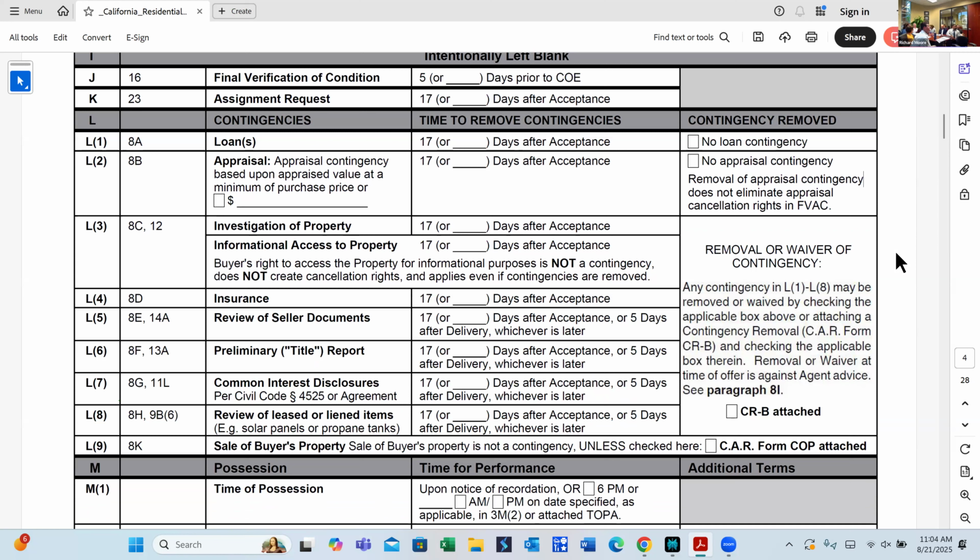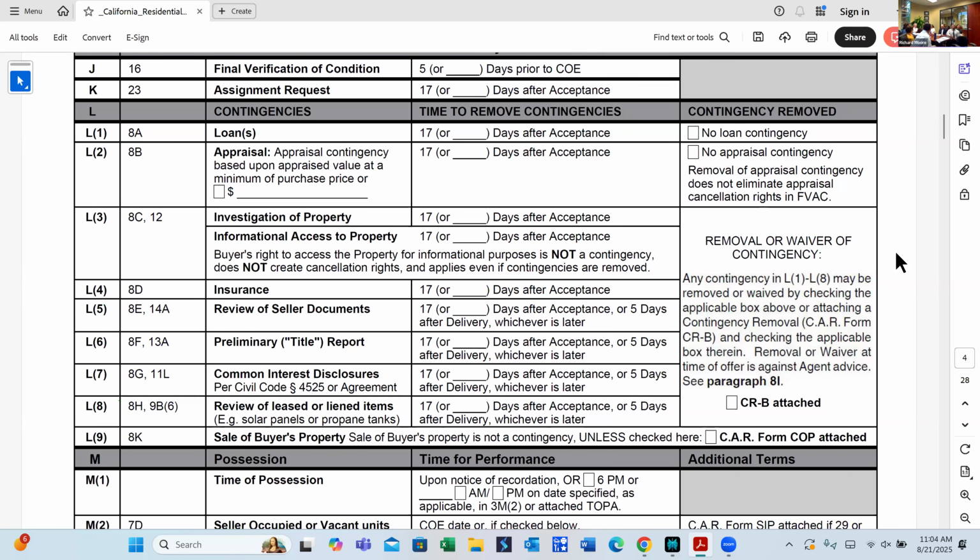I think the market conditions are going to really dictate what the seller is going to do in a situation like that. If the buyer has removed the other contingencies, can they find reasons to cancel based on property conditions, things like that? Possibly, as long as it's a good faith reason for cancellation.